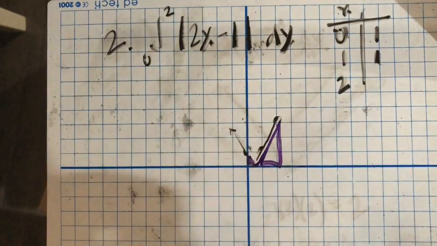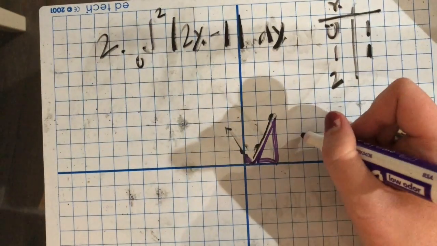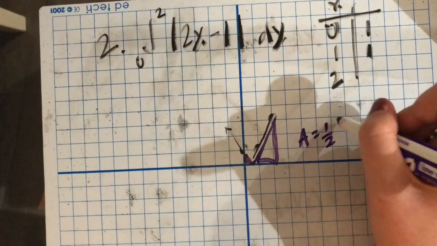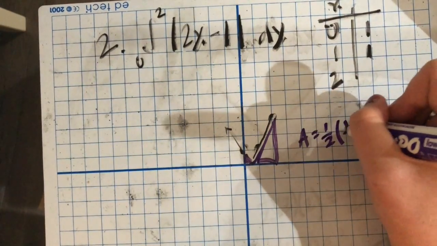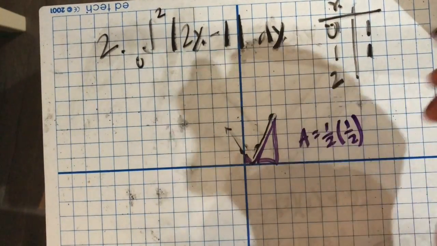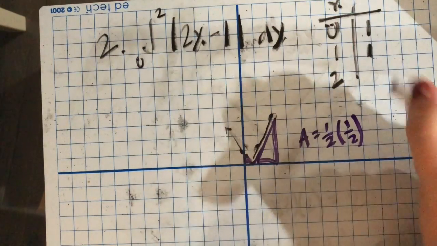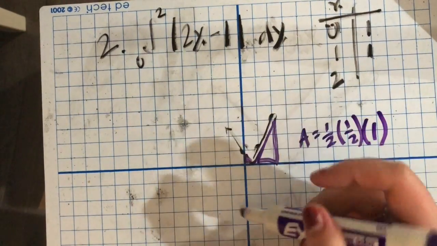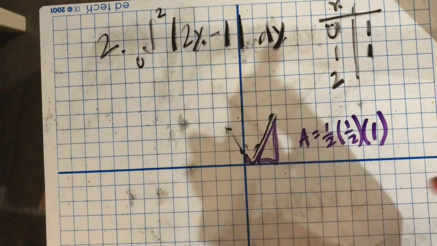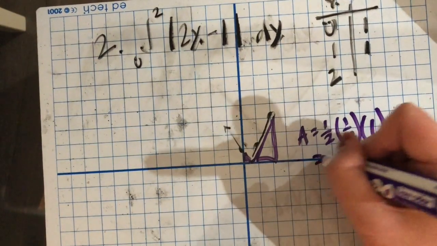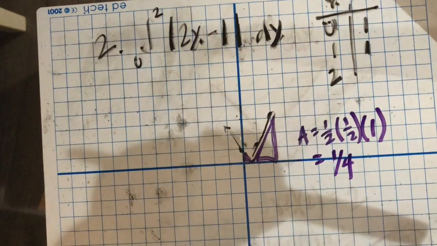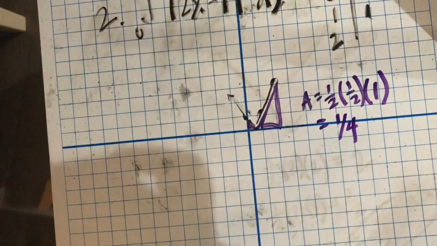So I'm going to use my area equals 1/2 base times height. For the first one, I've got 1/2, the base is 1/2, the height is 1. My base was 1/2 because that's where that 0 hit, which would give me 1/4. So the area of my tiny triangle is 1/4.